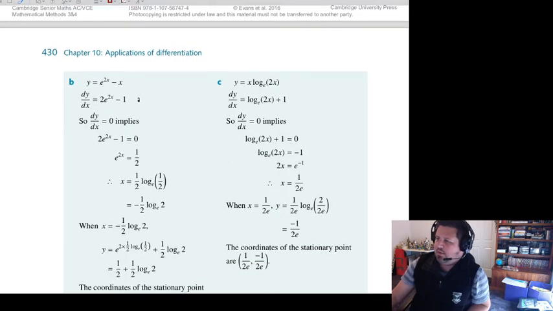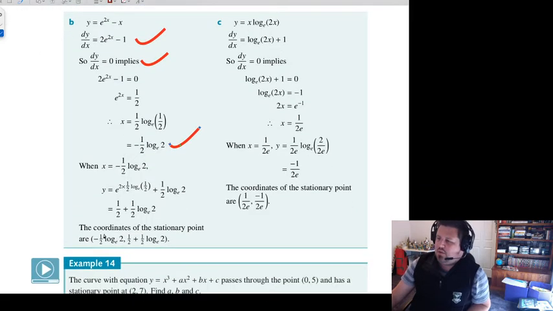Again, differentiate, make the derivative equal to 0. Rearrange things. In this particular case, we find out when that occurs: negative half log to the base e of 2. So substituting that back into the original equation, you get the coordinates of that stationary point. It looks worse than it actually is, but again, we understand this type of stuff.